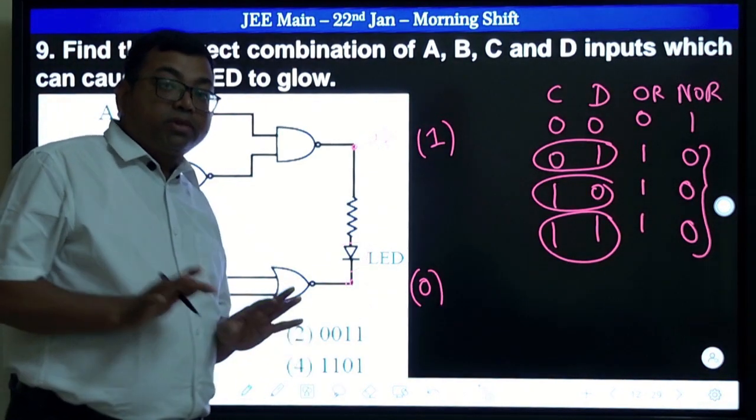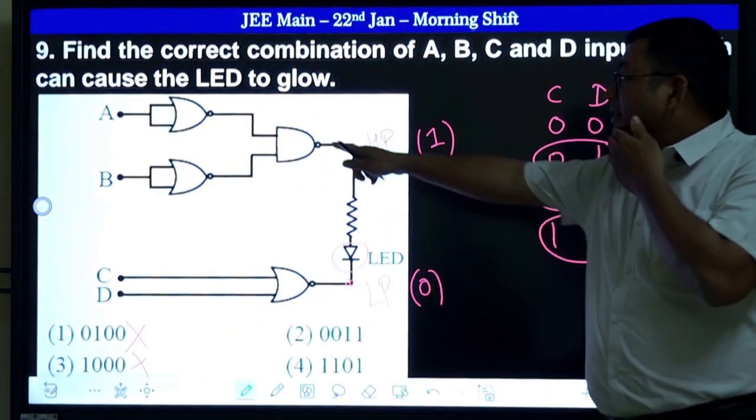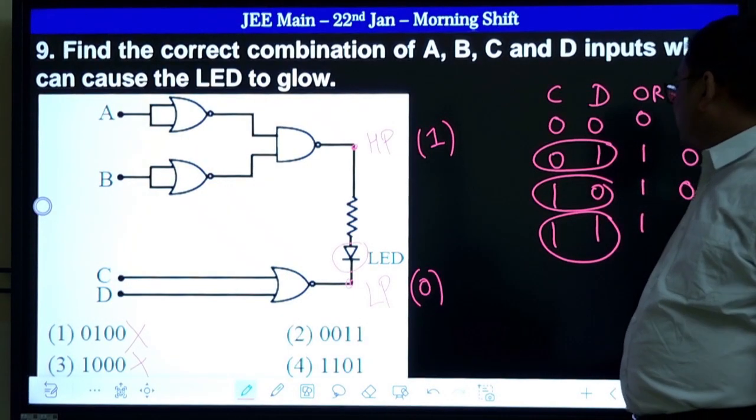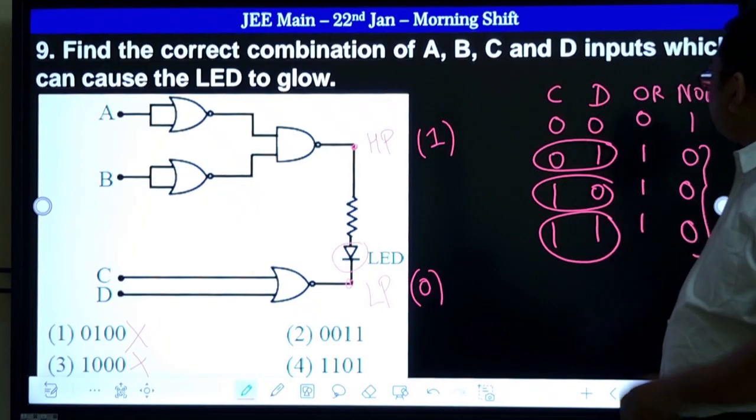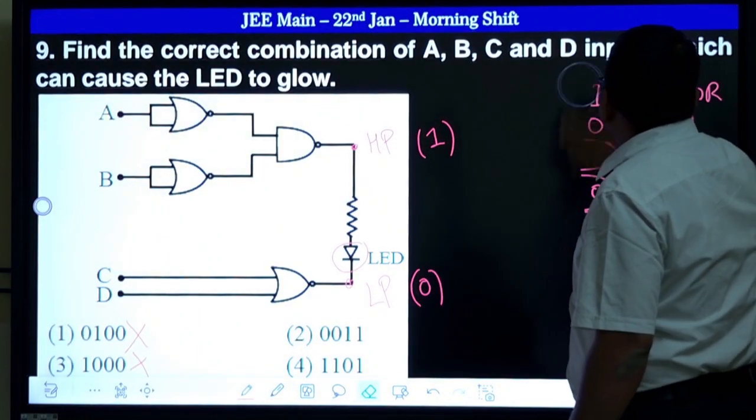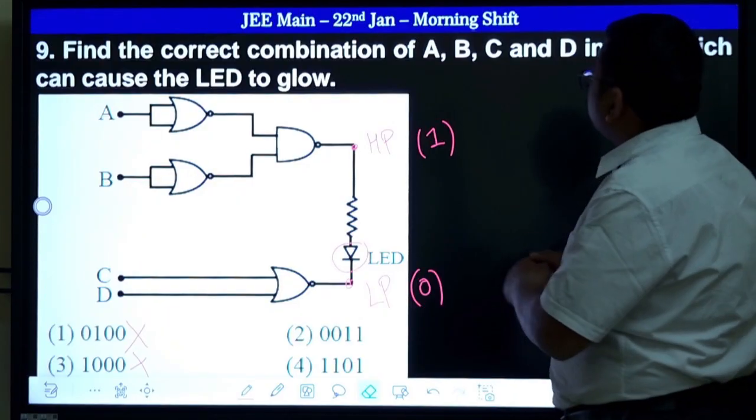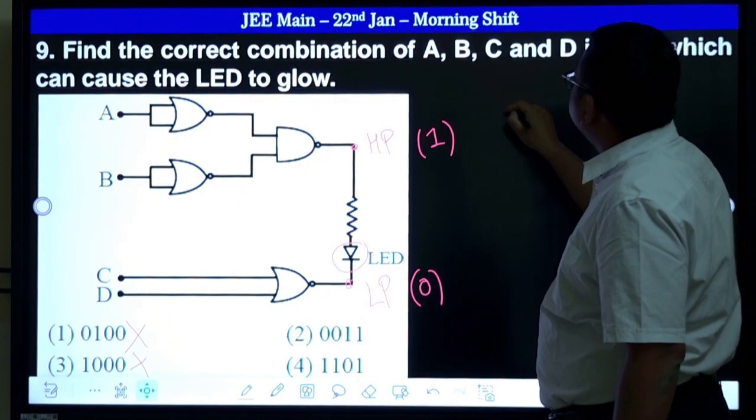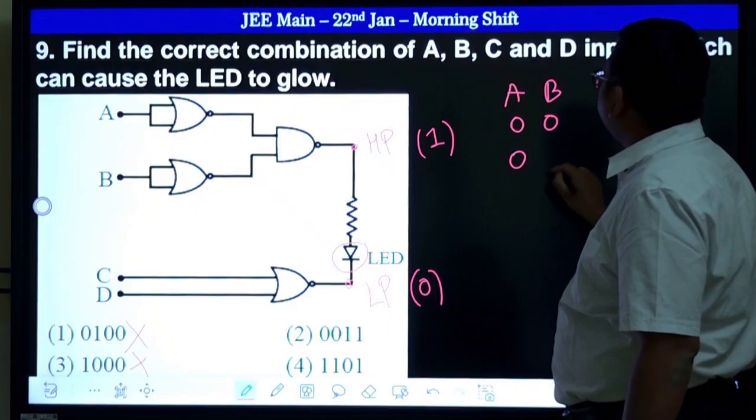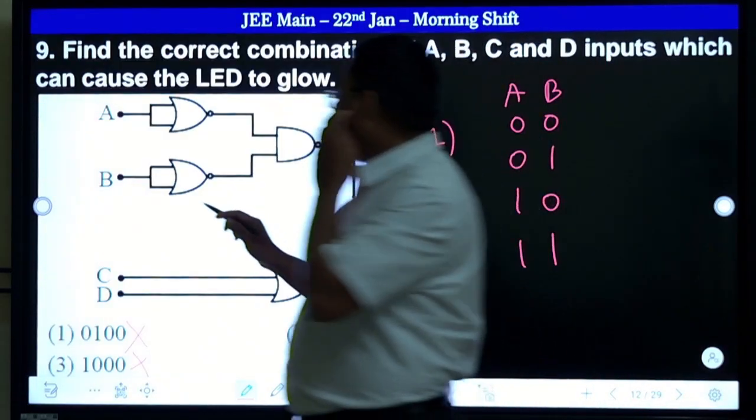Now out of these you still cannot guess. You can guess, but the thing is that you need to think about A and B also. Okay, let us think of A and B now. Now I will make it for A and B. Again, A and B can be 0 0, 0 1, 1 0, 1 1. And here you need to see what the output is.